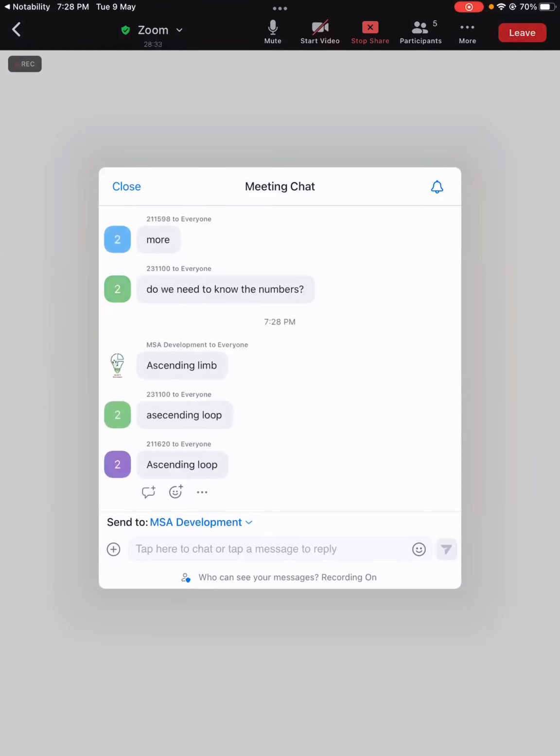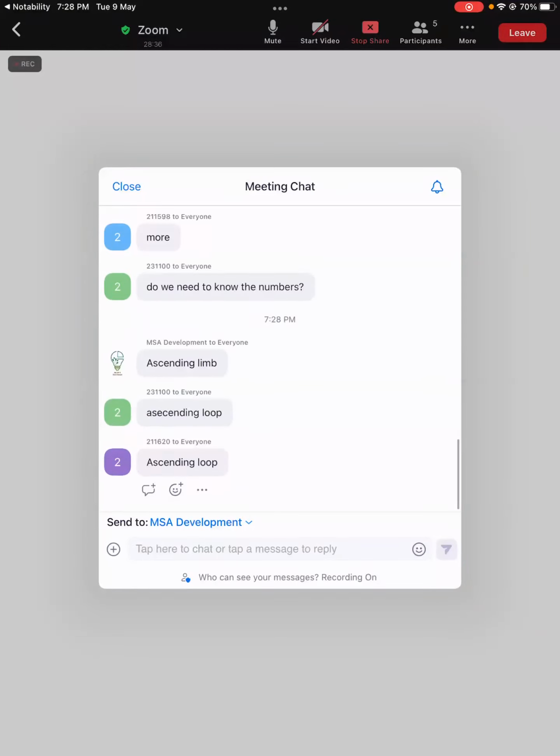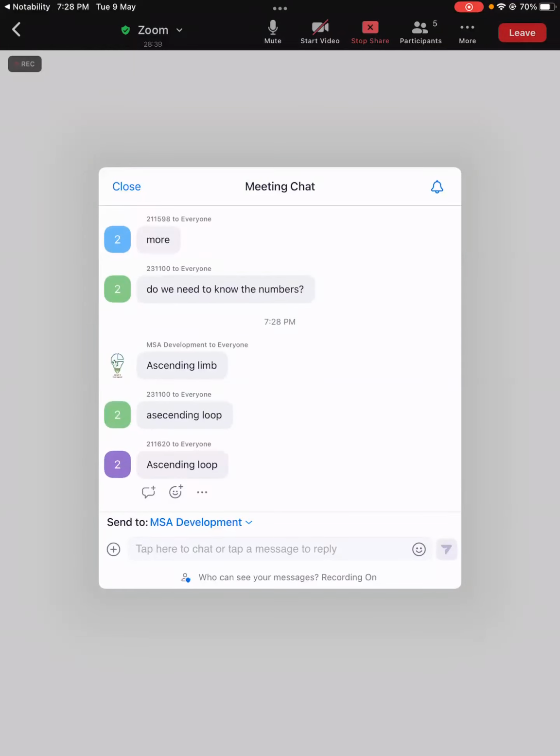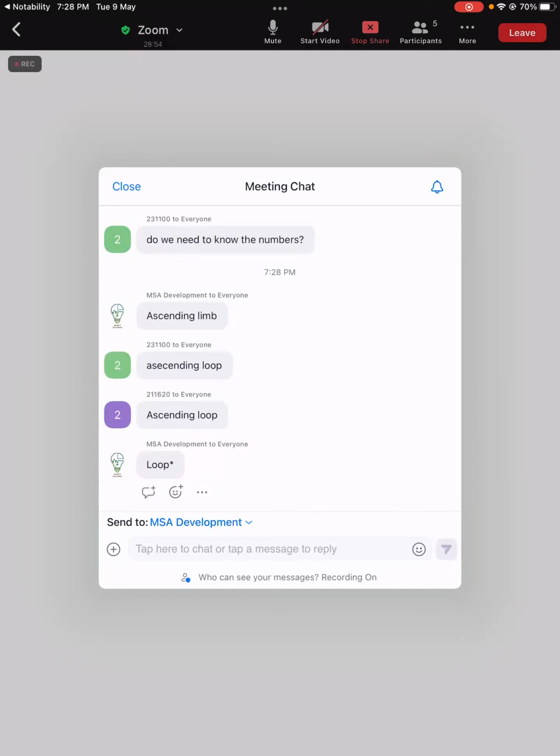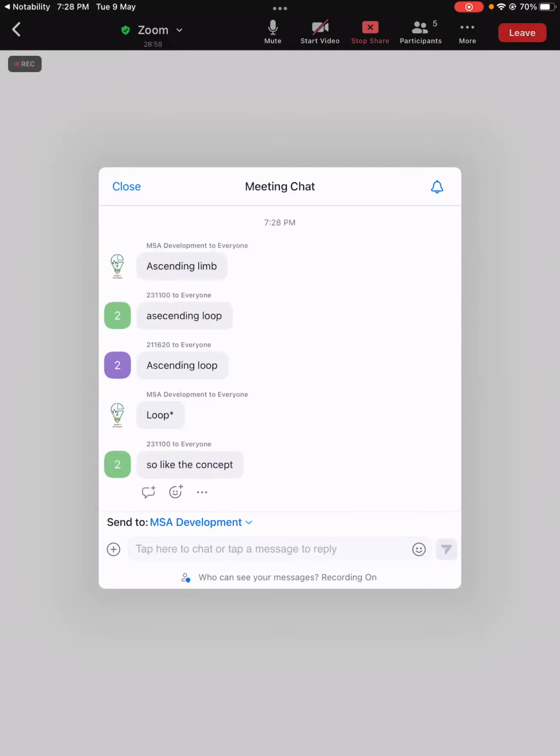Okay, somebody said, okay, ascending limb, good. And somebody asked, do we need to know the numbers? Honestly, I'm not sure. I would be familiar with the major ones. I would at least know that the proximal convoluted tubule has 300 milliosmoles. But I think a lot of the other numbers aren't as important. I don't think it's as important as understanding the concept. Exactly. That's what I can see is that the concept is more important.